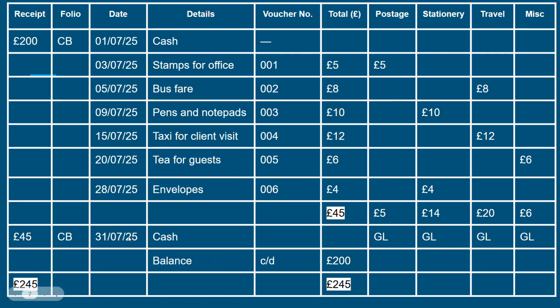Then again, that is still on the 31st of July, we have a balance carried down, and we need to put 200 here so that we balance the right-hand side and left-hand side of the book, and then both sides are now £245. And then if we go to the next month, the beginning of August, we will say 1st of August 2025, balance brought down, that will be £200 on the side.